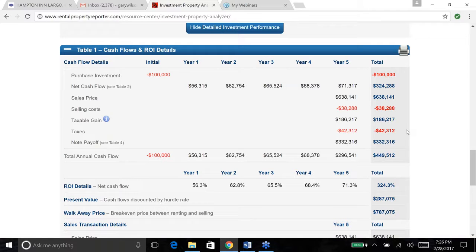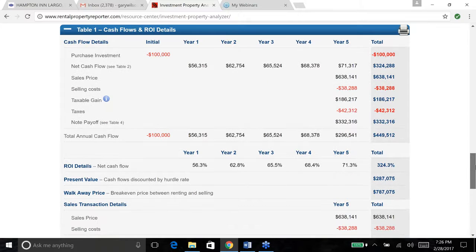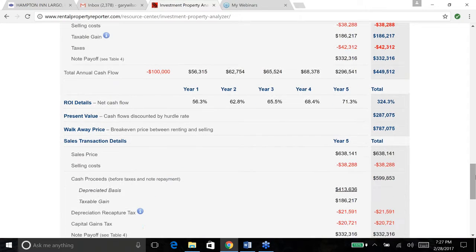Okay, taxes. We're assuming $42,000 based on your 25% tax rate. You've got to pay off the remaining balance on the mortgage, which is $332,316. So out of $400,000 you paid off $68,000, roughly speaking, on the mortgage. In any case, there are your figures. If you look at your ROI cash flow, obviously it's going to increase over the years, and you add all those up, that's your figure there.